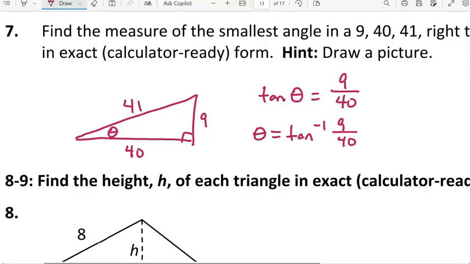of 9/40. By the way, you can choose a different trig ratio and get 3 different possible equivalent answers that all give you the same number of degrees when entered into a calculator. So all 3 are acceptable, and only one needs to be given.